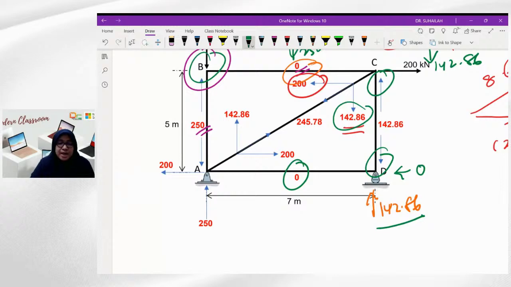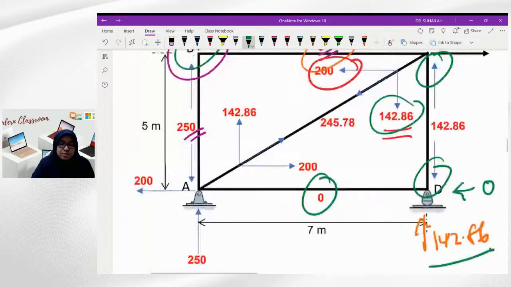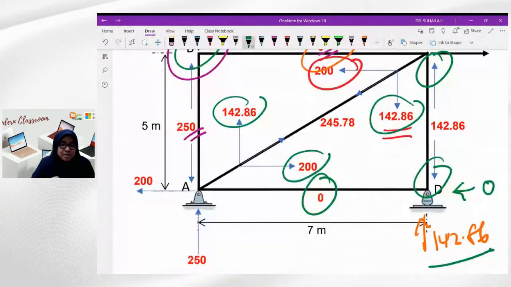So the last point that we need to check is joint A. What we have is 142.86 that we get from C, so we get 200 here, and then this 142.86 must be balanced.